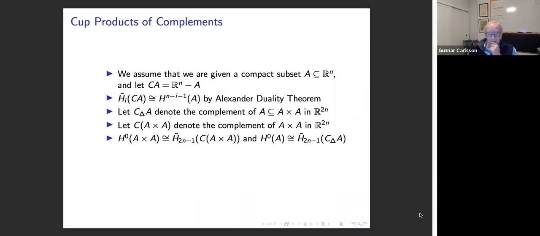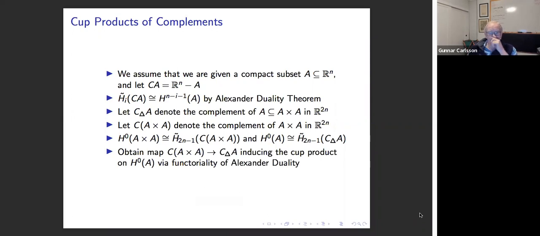So remember now, H upper 0 of A cross A is therefore isomorphic to H_{2n-1} reduced of the complement of A cross A, and H upper 0 of A gives you H_{2n-1} reduced of this diagonal complement.